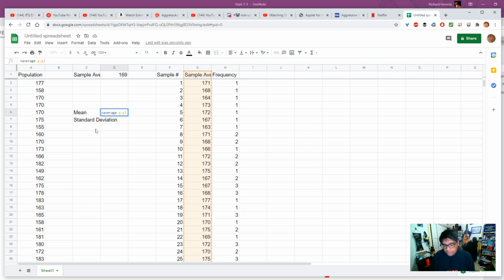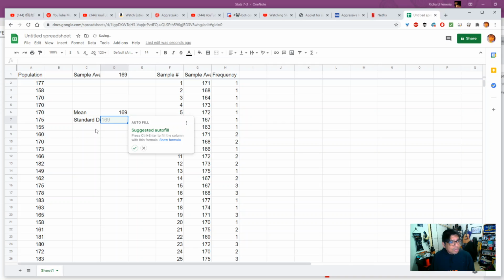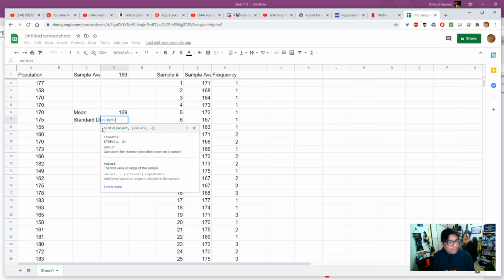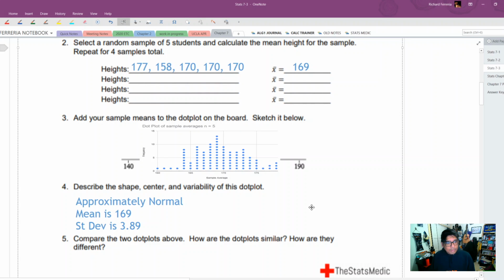The average of G G. And wouldn't you know it, that's 169. Imagine that. Okay, the next one is the standard deviation. So standard deviation of list G, and that gives me 3.89. Let's say 3.89. Yeah, 3.89. All right. Thank God we did that with some Google Sheets assistance.